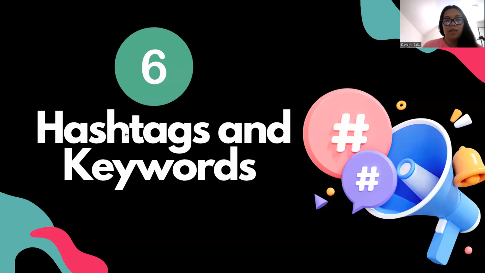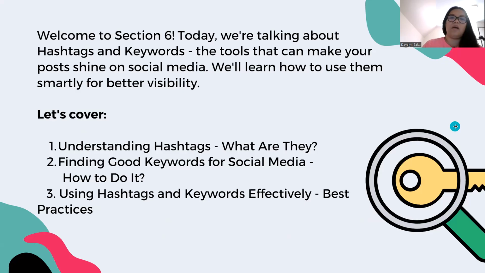So the next lesson is about hashtags and keywords. In this section, we're talking about hashtags and keywords, the tools that can make your posts shine on social media. We'll learn how to use them smartly for better visibility. We will be understanding hashtags, what are they, finding good keywords for social media, how to do it, and then using hashtags and keywords effectively. What are the best practices?